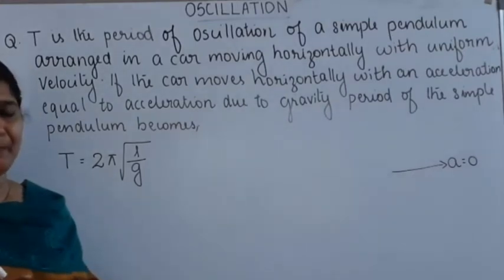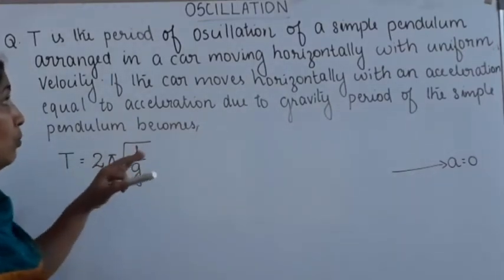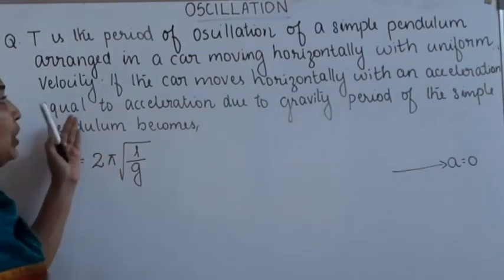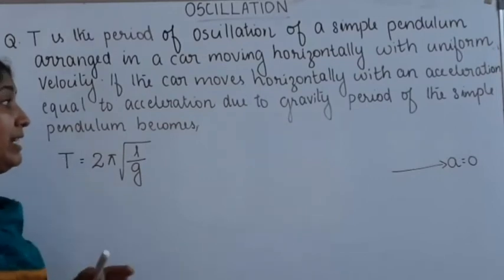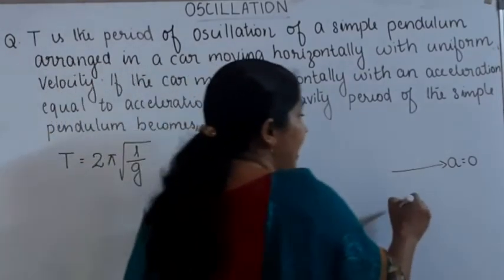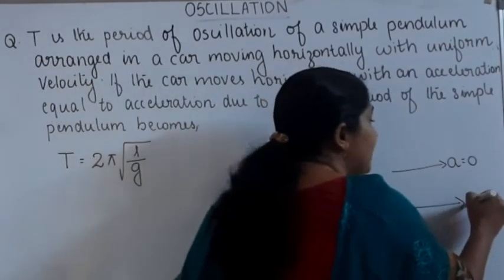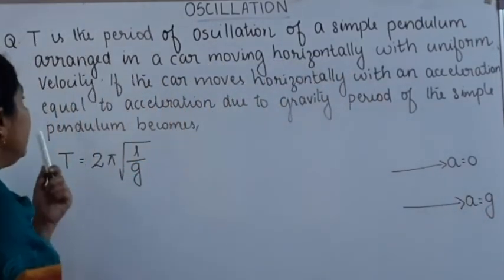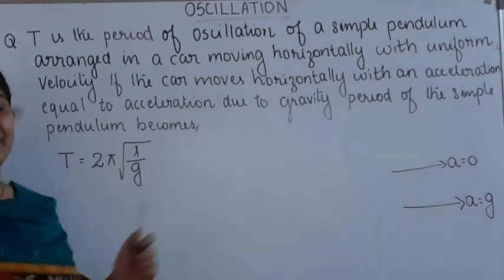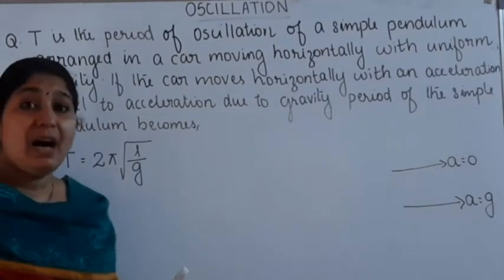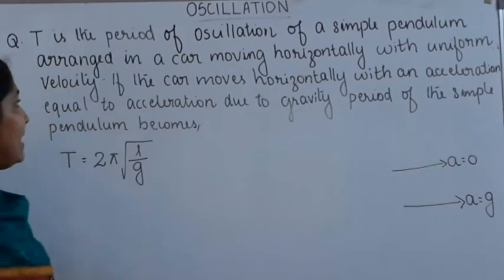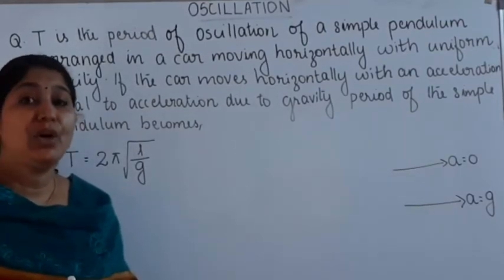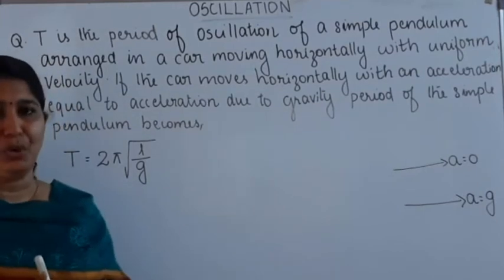Now, if the car moves horizontally with an acceleration equal to the acceleration due to gravity, then what does the time period of the simple pendulum become? Here, when the car moves horizontally with an acceleration equal to g, we want to find out the resultant acceleration of the system.